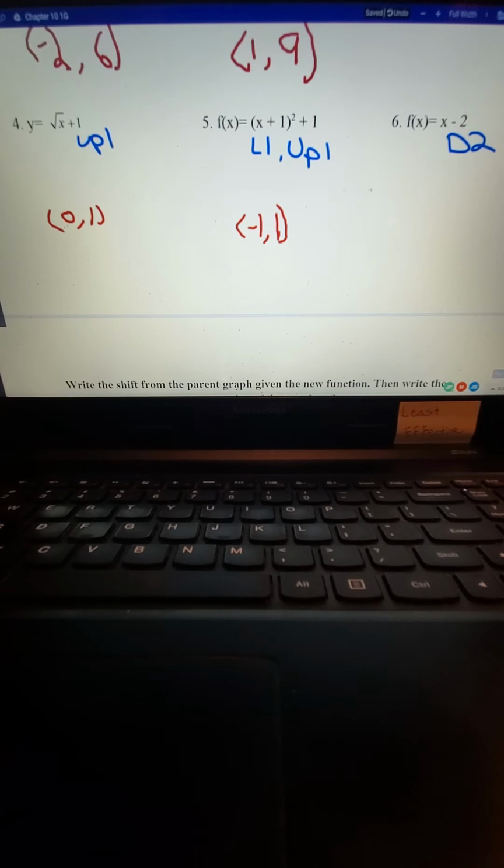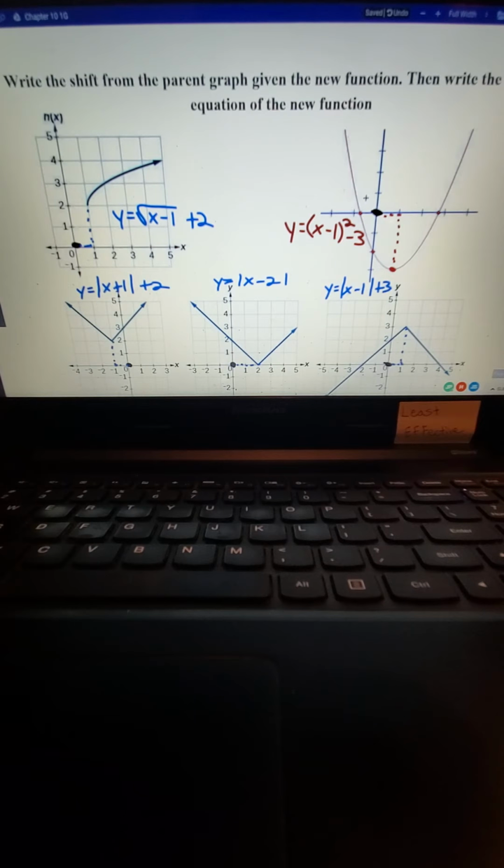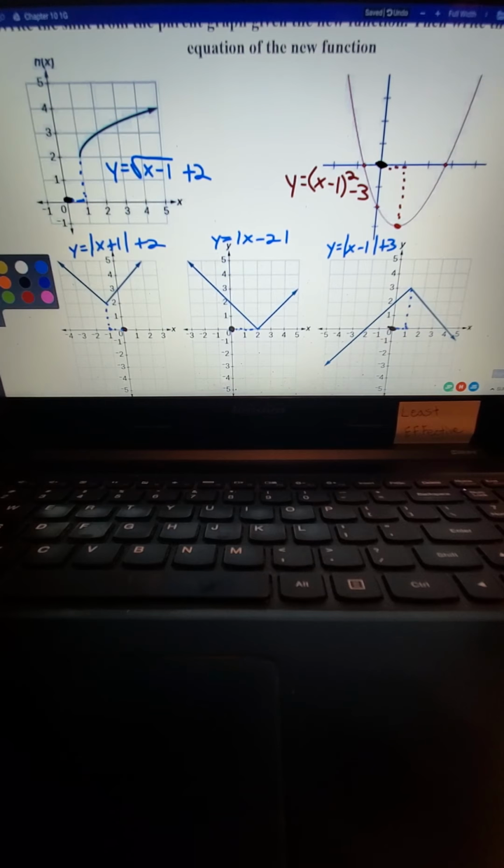Okay. And then finally for 6, this is linear. That's another little tricky one. It's just down 2, and linear does not have a vertex, so we can't say anything about that. So now on the back of your notes, we're going to do a little bit differently. We're going to see how much the shift is, and then we're going to put it into our function.